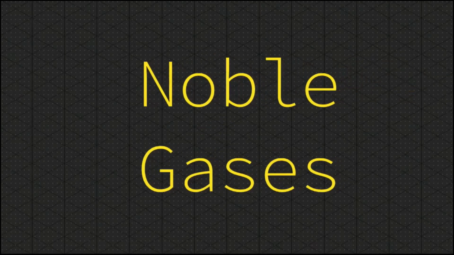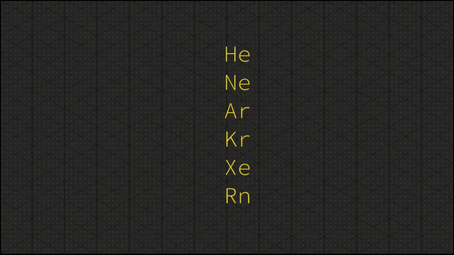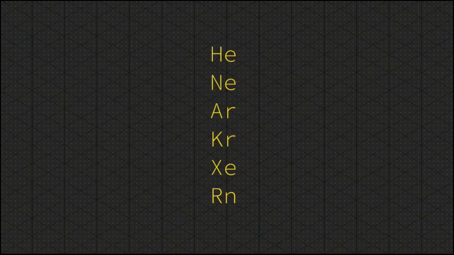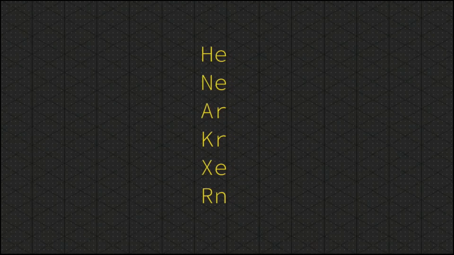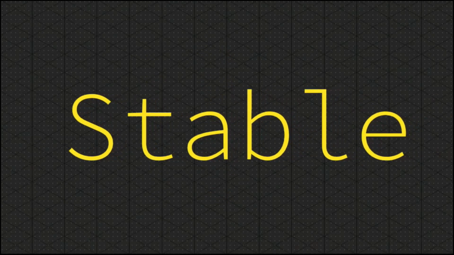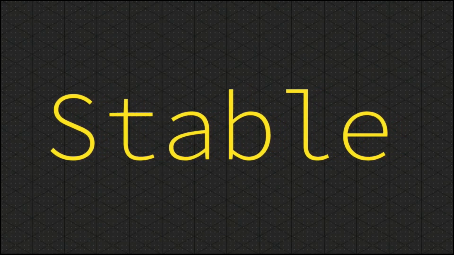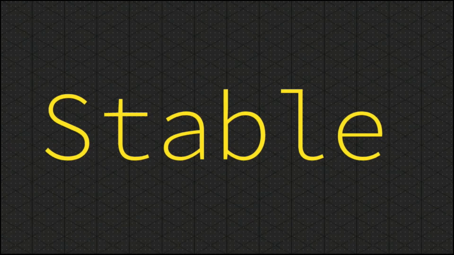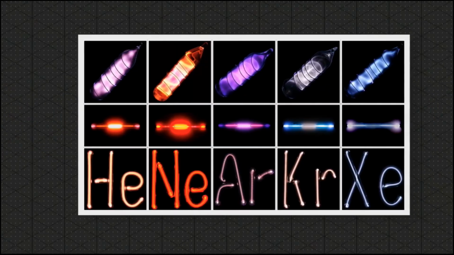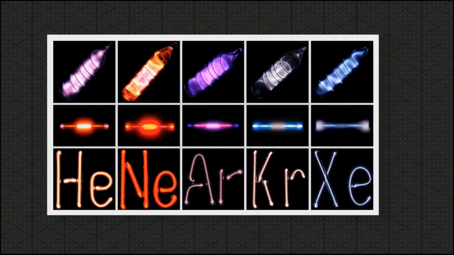And finally, the last family of elements that we're going to discuss are called the noble gases. Some examples of the noble gases are helium, neon, argon, krypton, xenon, and radon. Noble gases are in fact the least reactive of any elements. In fact, they are so stable that they are often used to protect other reactive elements from reacting. And also, because noble gases are stable, they are used in many different lighting applications.